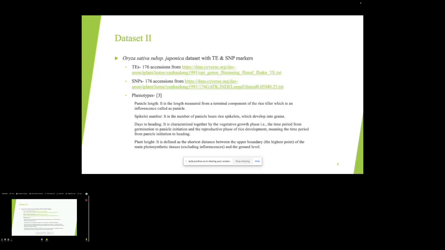Oryza sativa, also known as rice, is a monocotyledonous flowering plant that is one of the world's most significant agricultural plants, providing the primary source of nutrition for half of the world's population. The TE and SNP markers were used from the given links, and the phenotypes used in the study are measured for the same 176 accessions from the study given in reference 3.